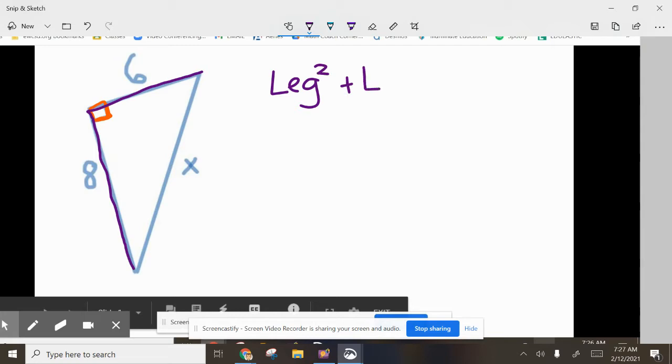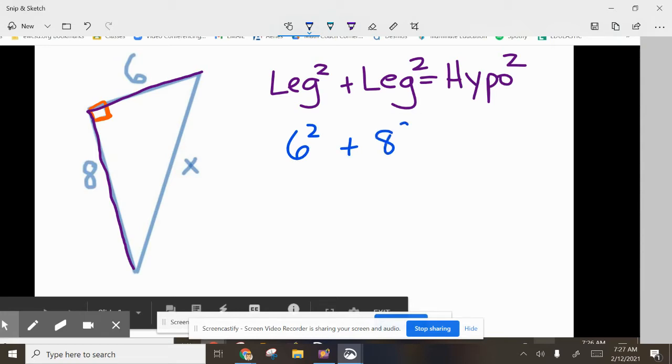Leg squared plus leg squared equals hypo squared, okay? Now, what we're going to look at here is where are the legs, where's the hypo? If we're doing the first part, we can say this is 6 squared plus 8 squared equals, and this one's actually called x, where the hypo is, x squared. The hypo is always going to be the longest side, too. So knowing that right now, you could tell me that your x will be greater than 6 for sure, and 8, because I just told you that the hypo is going to be the longest side.